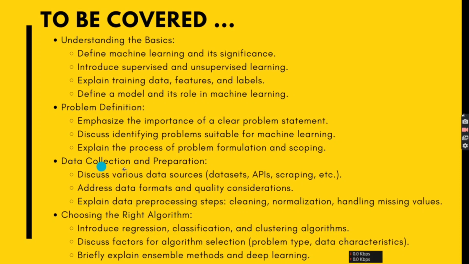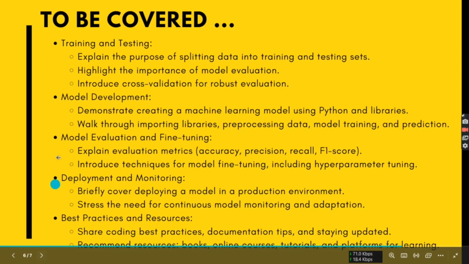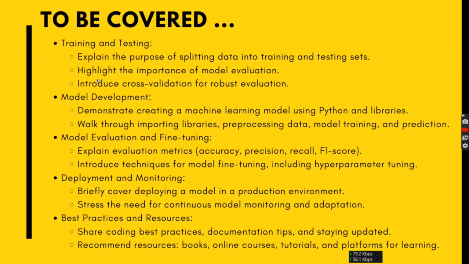We also gonna see data collection and preparation. If we have data, it doesn't need to be fine data from the beginning. We need to make it fine data, or clean the data, using pre-processing methods. So we gonna see that as well. After that, we gonna choose the right algorithm to make our machine learning model good and fine. Also, we're gonna see the meaning of training and testing, how important it is in our model, and how we actually implement it using our code.